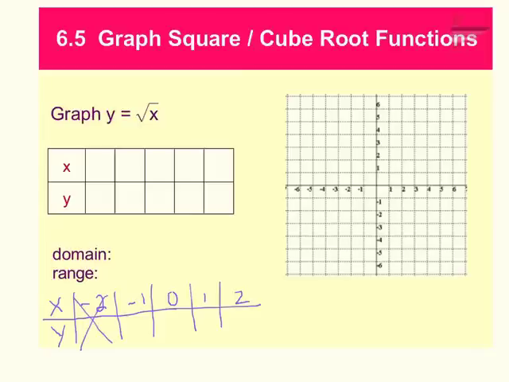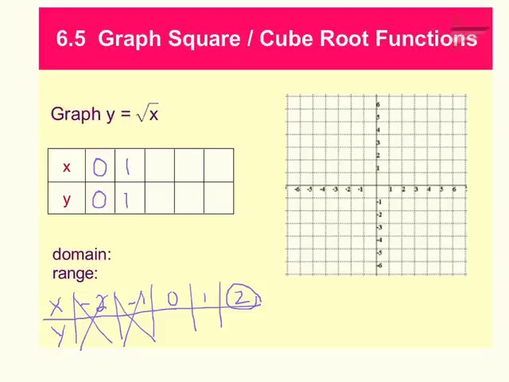Now let's plug in a negative 1. If you plug in a negative 1 and take the square root of negative 1, can't do that. 0 you can plug in, we can take the square root of 0. So let's start with that. Take the square root of 0, so plug in a 0 and you get 0 back. 1 is a good one because you can take the square root of 1. Square root of 1 is 1. Now this 2, we can take the square root of 2, but I don't really know what that is without my calculator. So I'm going to choose x values that are helpful for me.